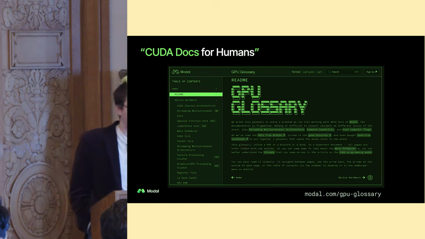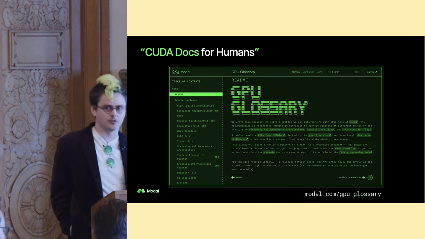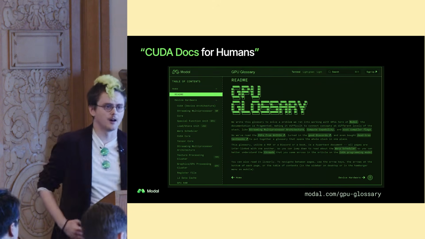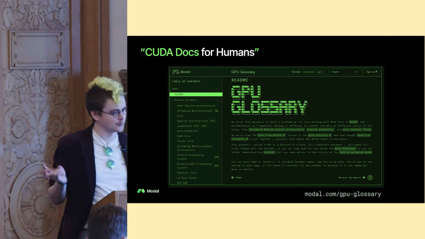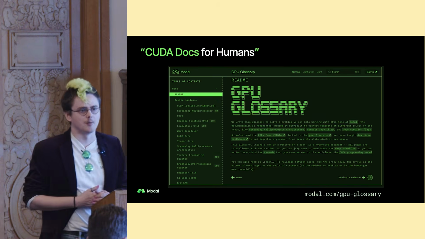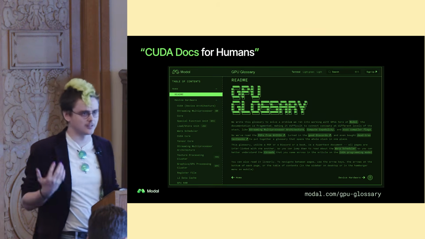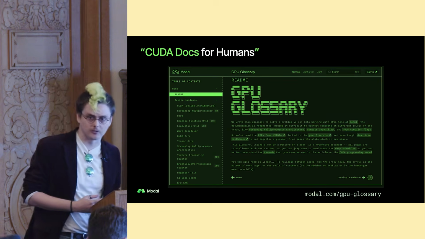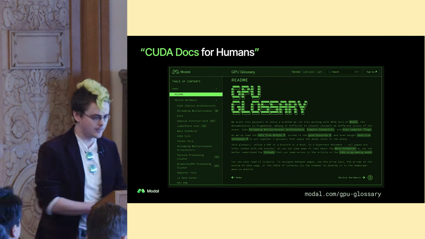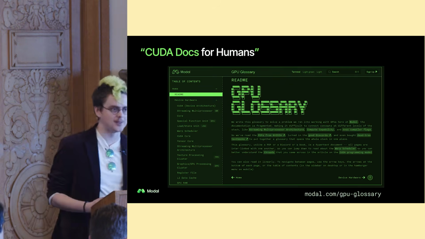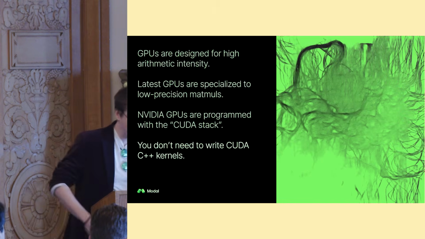Speaking of which, a lot of that stuff that I was just sharing is from this GPU Glossary that I put together. It's supposed to be sort of CUDA docs for humans, with high-level explanations, lots of interlinking, and a bunch of additional resources, so you can find the right forum post or the right PDF that has the answer in it.